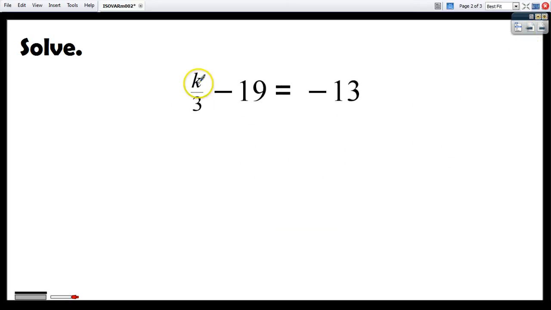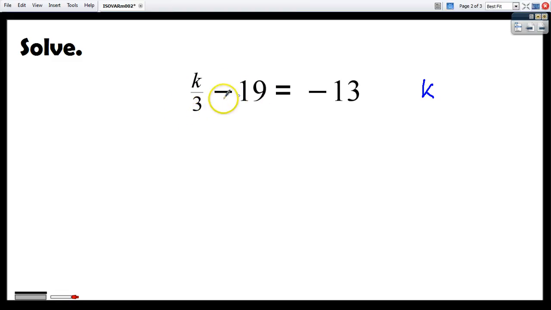Take a look at this equation. K divided by 3 minus 19 equals negative 13. So once again, our first job is to just decipher these driving directions. Let's figure out the roadmap. In this case, k, our variable, is our starting point, and what they did to it first, we have a choice here. Subtract 19 or divide by 3.